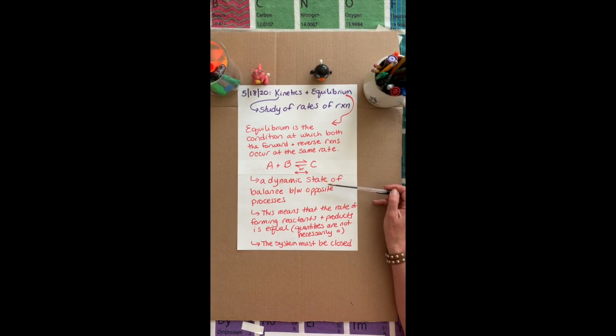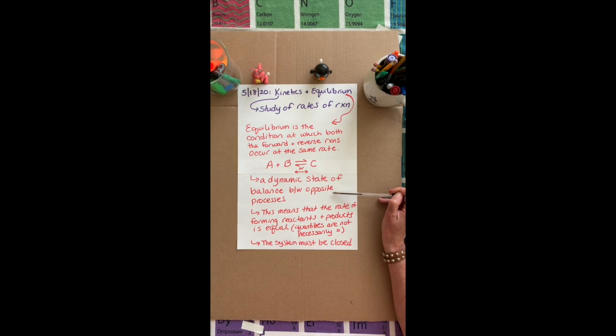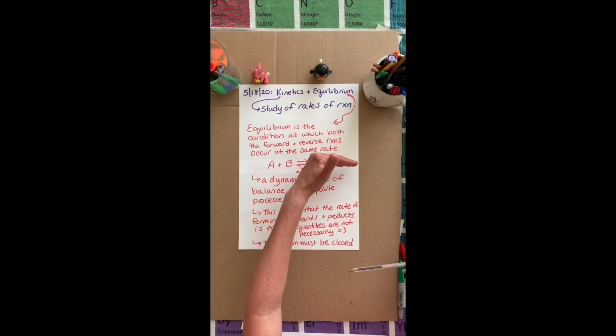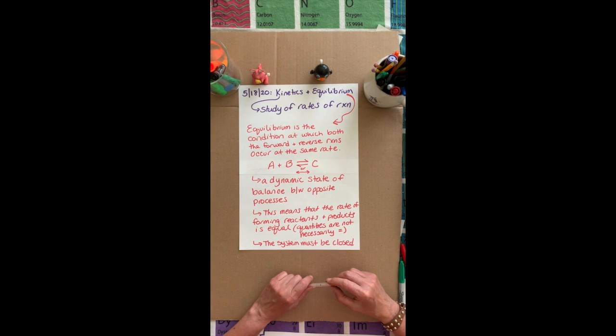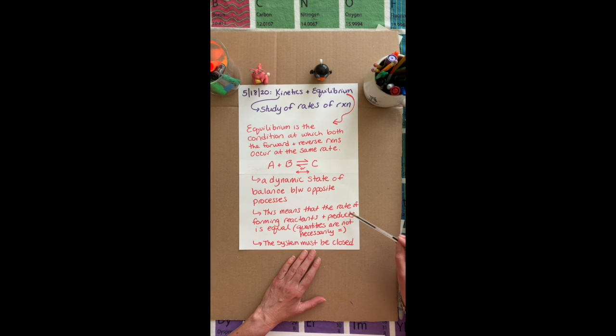Equilibrium is always a dynamic state of balance between opposite processes. So we talk about this as the forward reaction, and this would be the reverse reaction. They're opposite processes. This means that the rate of forming reactants and products is equal. That does not mean that the quantities are necessarily equal, but the rate is equal.